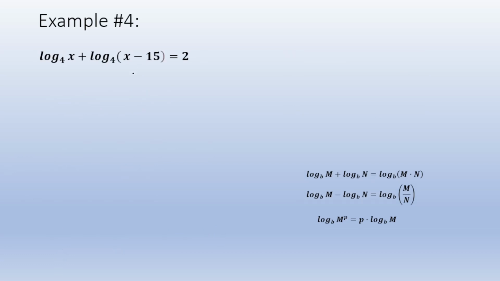Our next equation is somewhat similar to the previous one, but there's a little twist in the end that we'll need to take into consideration. The equation is log base 4 of x plus the log base 4 of x minus 15 equals 2. As we did in the previous example, we want to condense the logarithms to a single term. In this case, we're going to apply the product property for logarithms, since we have a sum of logarithms in this expression. Doing so, this would give us the log base 4 of x times x minus 15 equals 2.